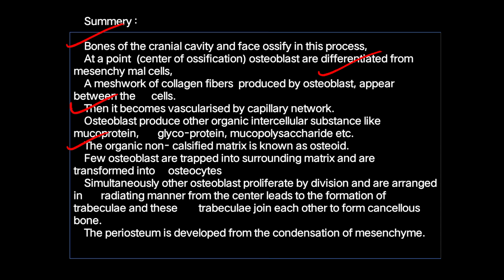and then the organic non-calcified matrix known as osteoid is formed, and a few osteoblasts are trapped in the surrounding matrix and are transformed into osteocytes, and simultaneously other osteoblasts proliferate by division and are arranged in a radiating manner from the center, which leads to the formation of trabeculae, and these trabeculae join each other to form the cancellous bone. Okay, so cancellous bone will form now, and the periosteum is developed from the condensation of the mesenchyme.